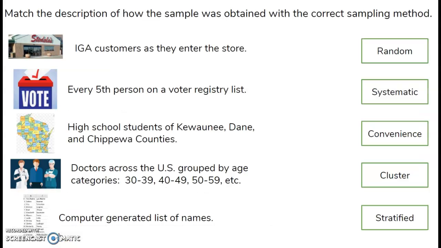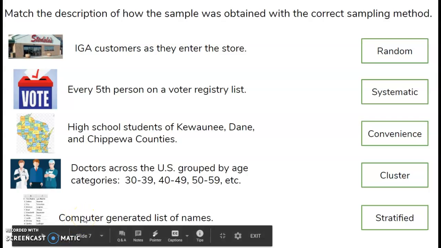All right, here's a problem for us to try. We're supposed to match the description of how the sample was obtained with the correct sampling method on the right. So we have our 5 sampling methods, and we need to go through each of these and figure out who's who. So put me on pause and figure it out for yourself, and then start playing it again and see if you got it right.